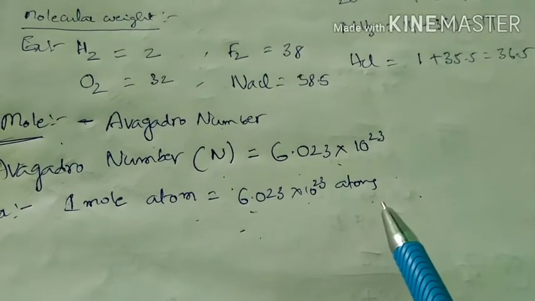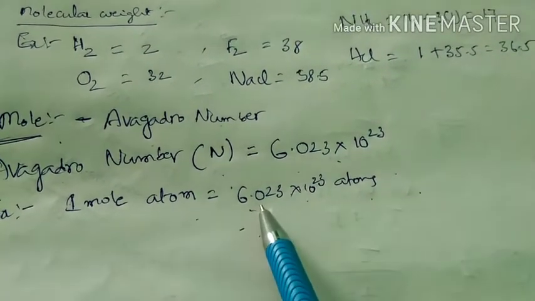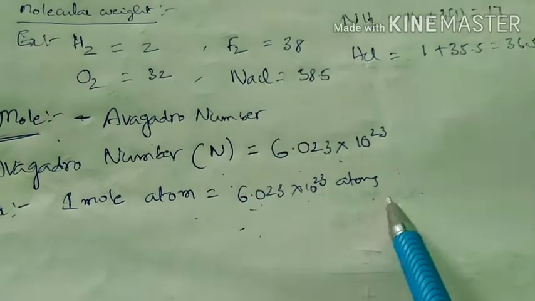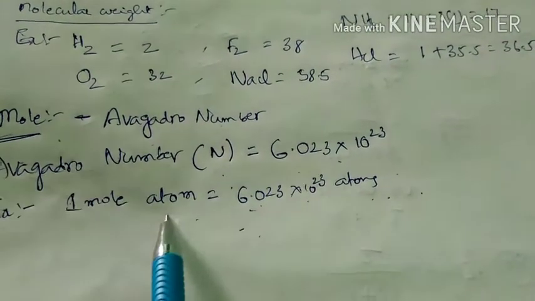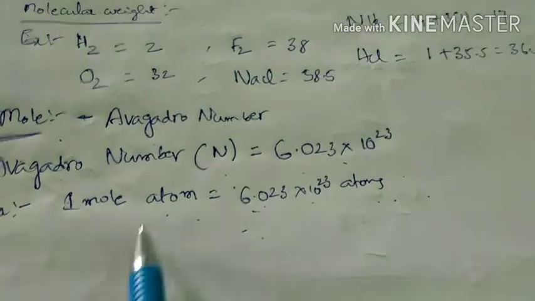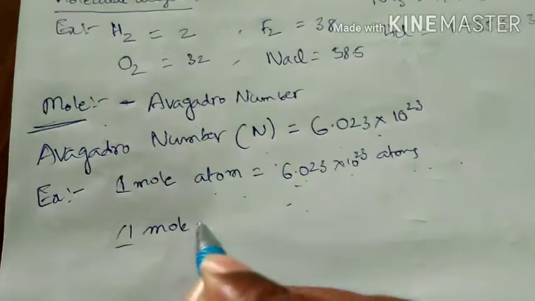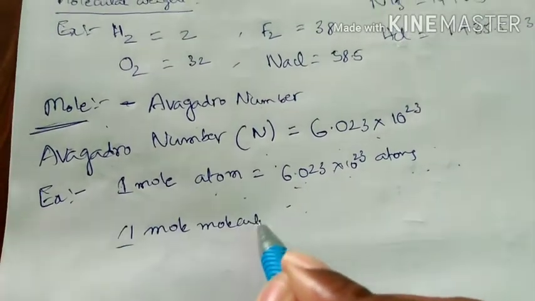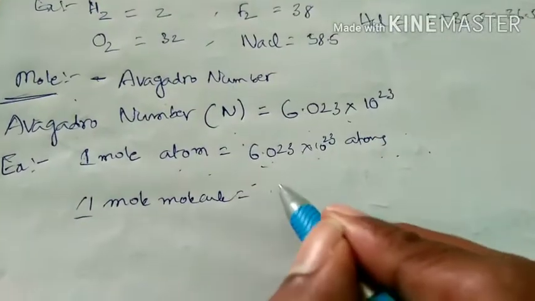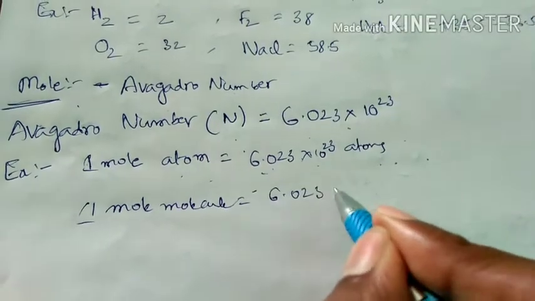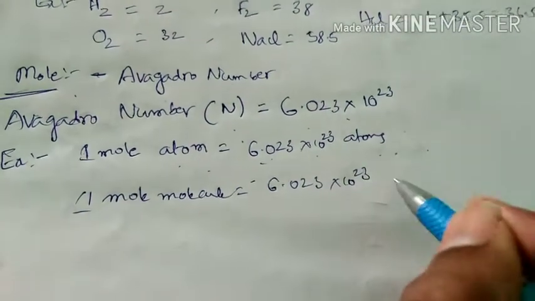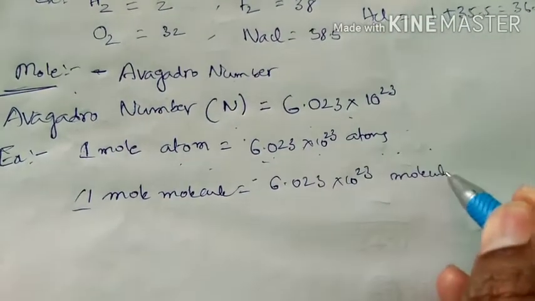Like that, you should think here also. Avogadro number of atoms is called 1 mole atom. Then 1 mole molecule is equal to 6.023 into 10 to the power of 23 molecules.